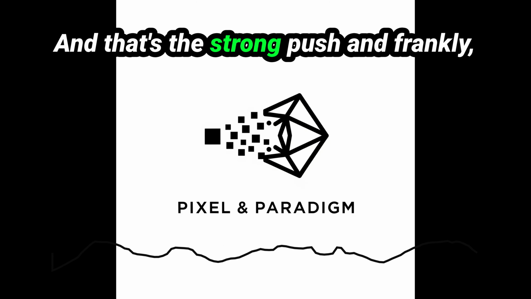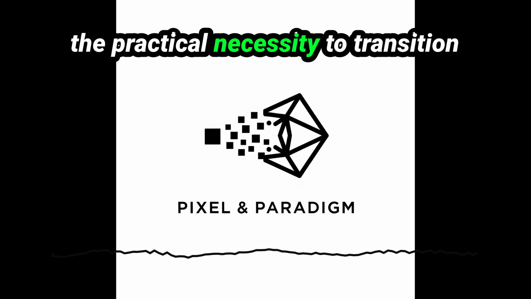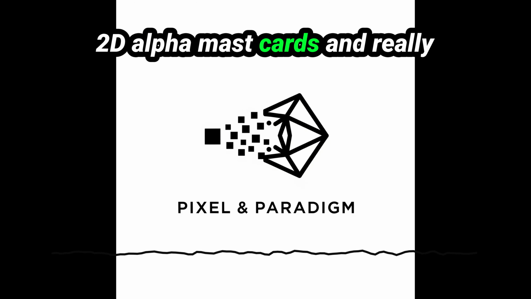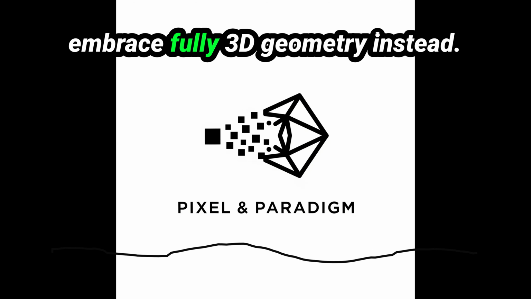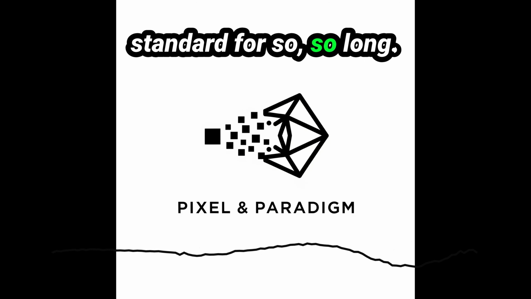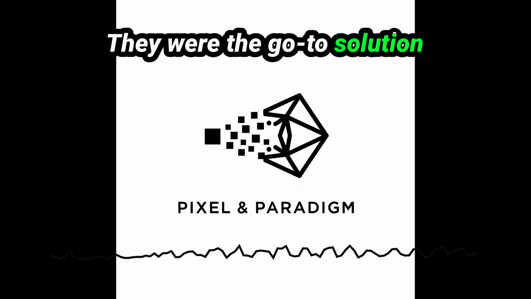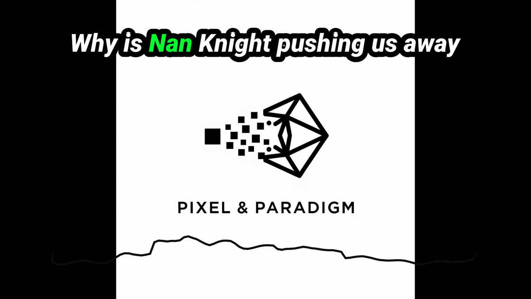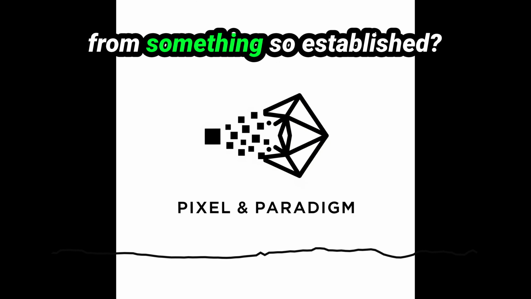And that's the strong push, and frankly the practical necessity, to transition away from those long-standing 2D alpha-masked cards and really embrace fully 3D geometry instead. But 2D cards have been the standard for so long. They were the go-to solution for handling high poly leaves and branches efficiently. Why is Nanite pushing us away from something so established?